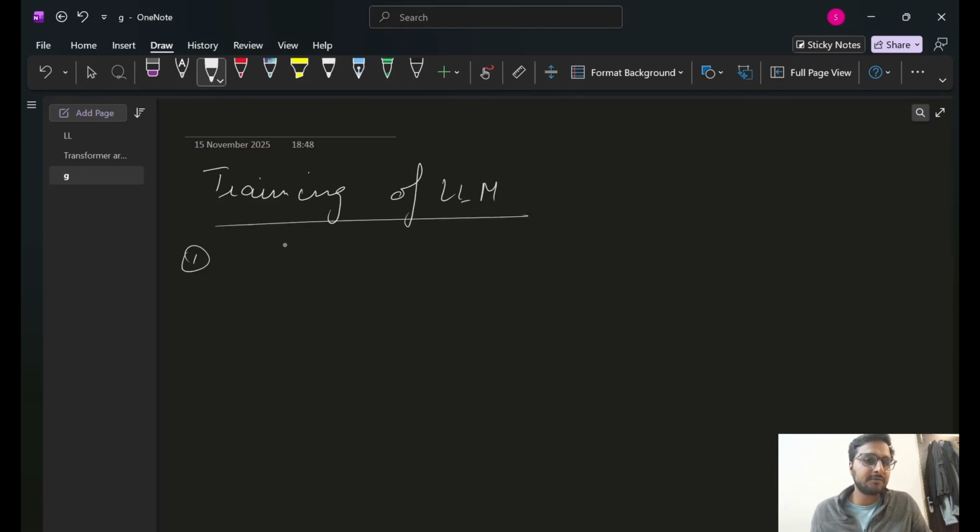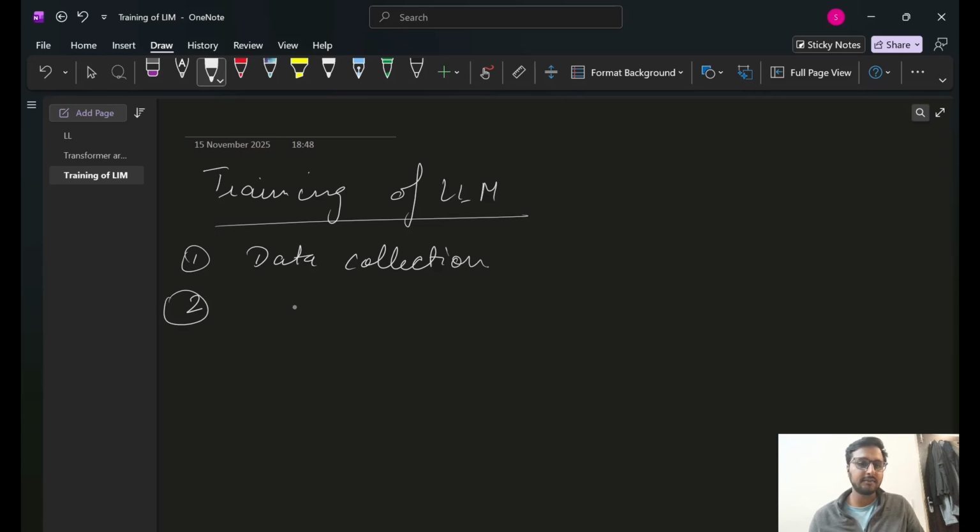So the first part is data collection. There are AI teams whose job is only to collect data from various sources. I already told you where the huge amount of text data comes from: books, Wikipedia, public conversations available on social media and other platforms, articles, and news. Using the APIs of these sources, we can get the text data.